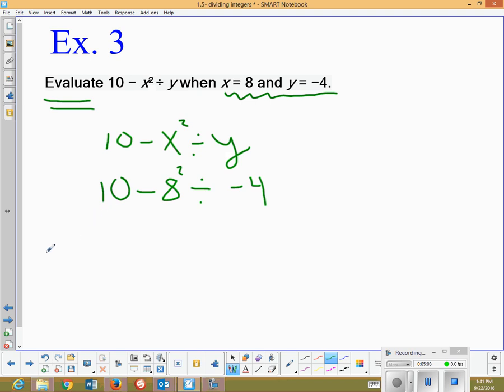So to solve this problem, I have to go with my order of operations. In order of operations, we're going to do parentheses, but I don't see any parentheses right now. So we're going to do the next one, which is exponent. I do notice an exponent here, so we're going to go ahead and take care of that.